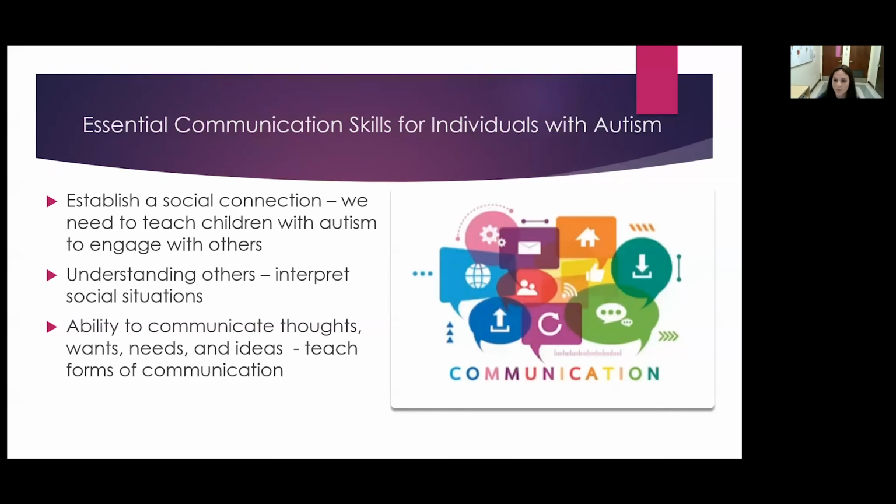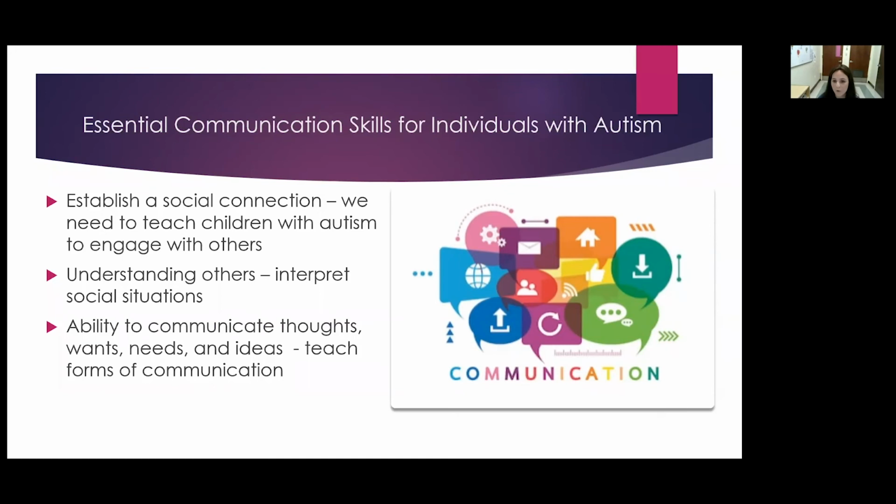We can read body language, we can read facial expressions, but children with autism really struggle with that. And we need to teach them that so they can interpret social situations on their own. We also need them to be able to communicate their thoughts, wants, needs, and ideas. And that's really the most important. We really want these children to be able to communicate.